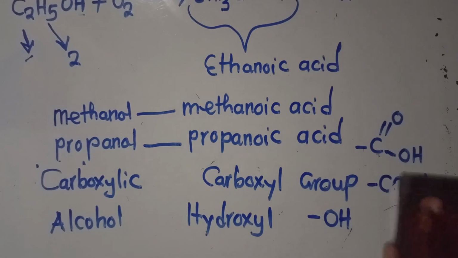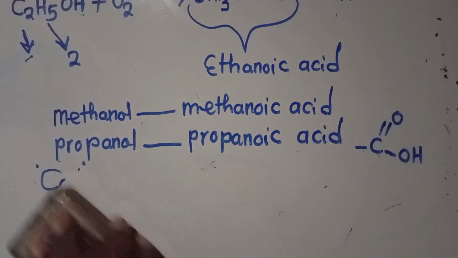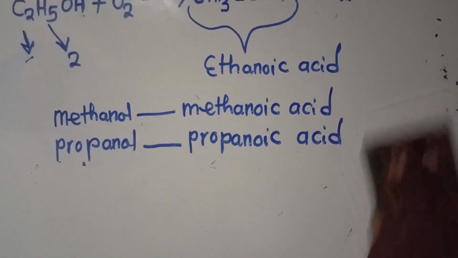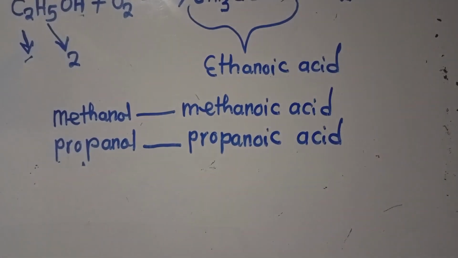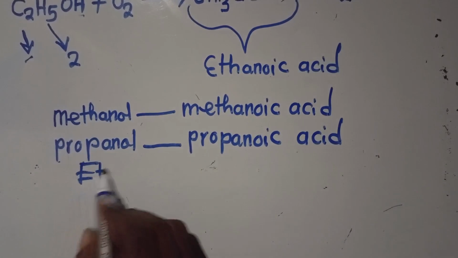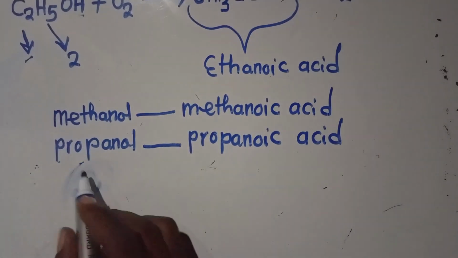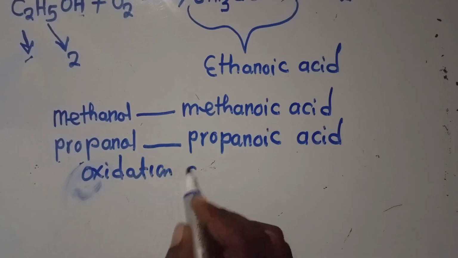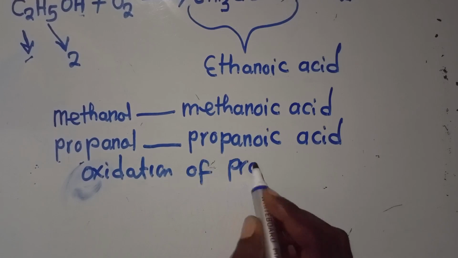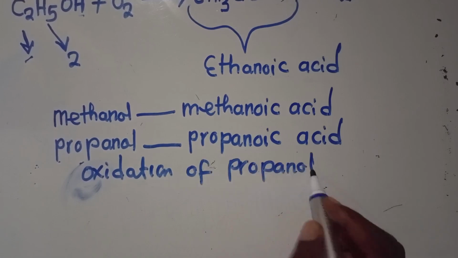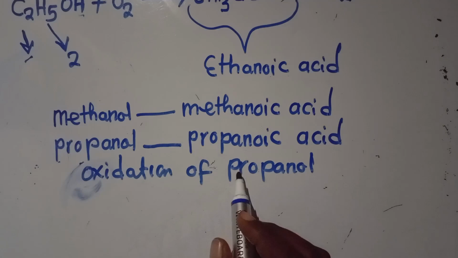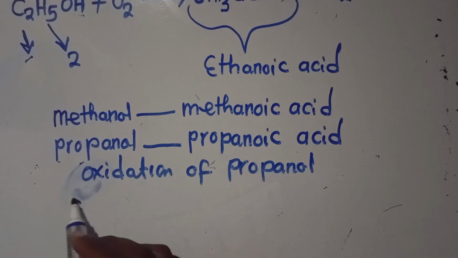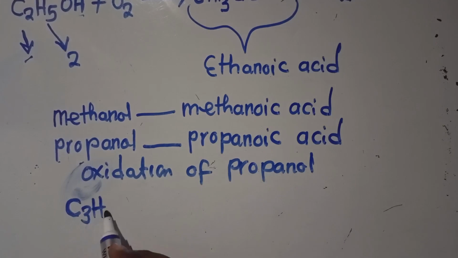So away from this now, let us look at this one that is here. I'm calling this oxidation of propanol. This is oxidation. Oxidation of what? Propanol. So meaning, how is propanol? Position 3. So you say C3, then you say times 2 plus 1. That is 7. You say OH.